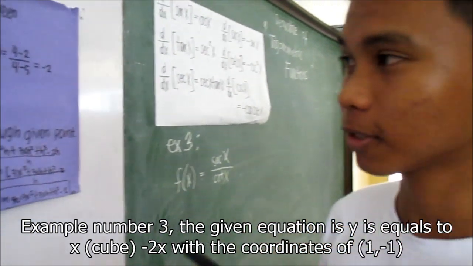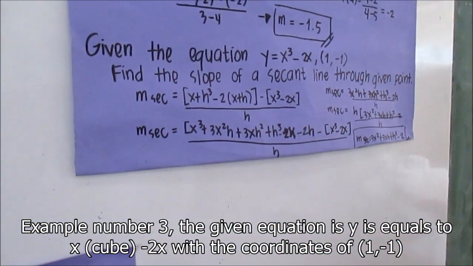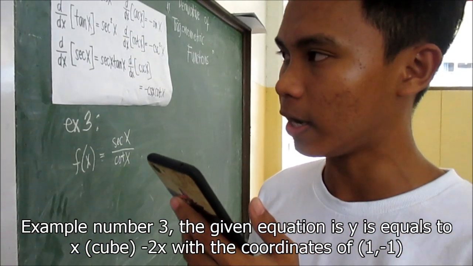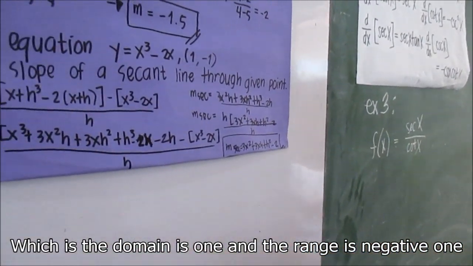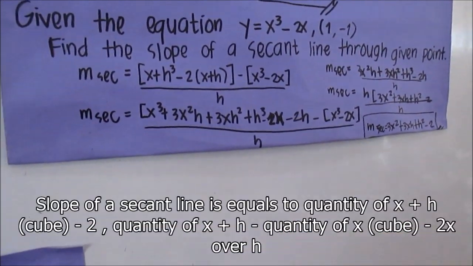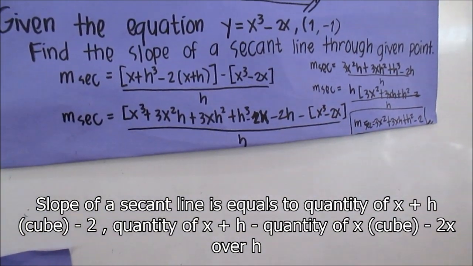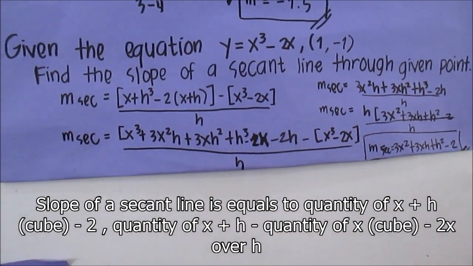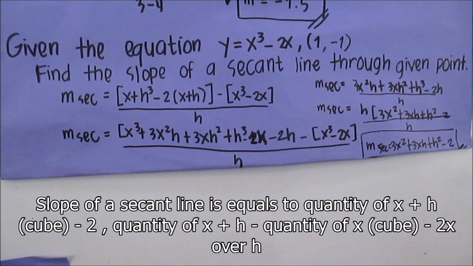Example number 3. The given equation is y equals x cubed minus 2x with the point 1 and negative 1, which is the domain is 1 and the range is negative 1. Find the slope of a secant line through the given point. The slope of a secant line is equal to quantity of x plus h cubed minus 2 quantity of x plus h minus quantity of x cubed minus 2x over h.